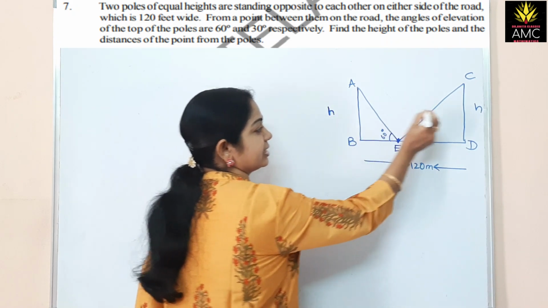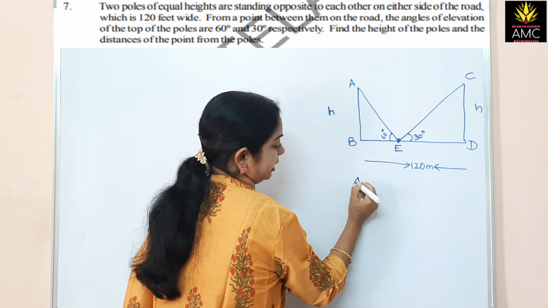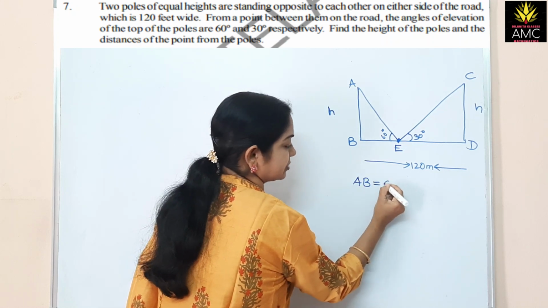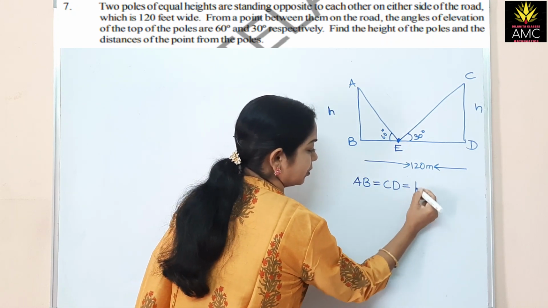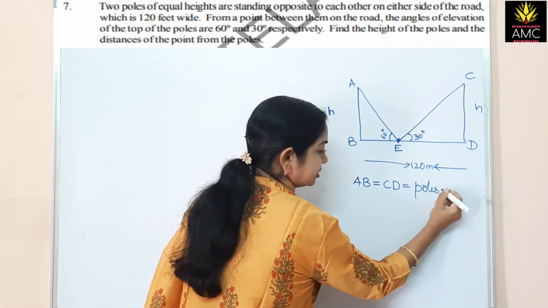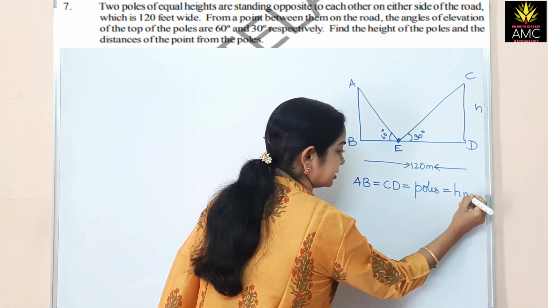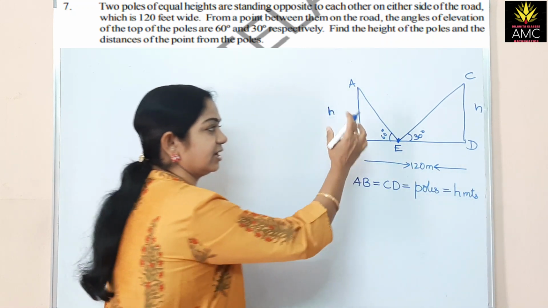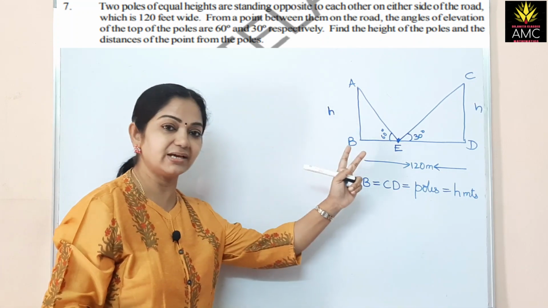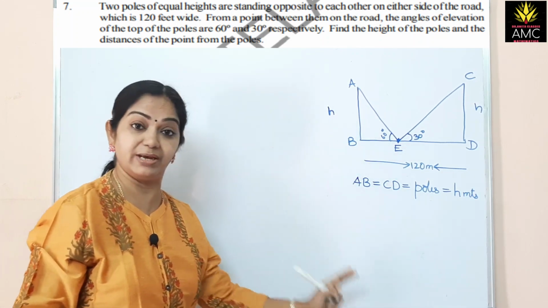So, I have kept it as H. Therefore, AB is equal to CD is equal to the poles. Let that be H meters. What we are supposing, we have visualized the diagram. That visualization I have to mention.